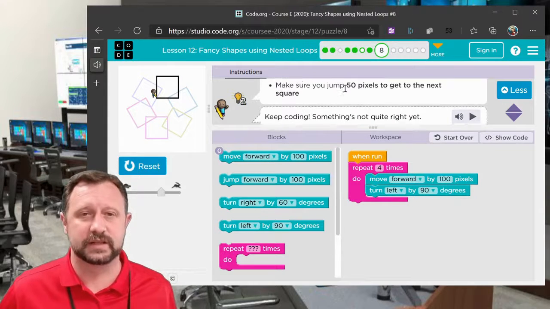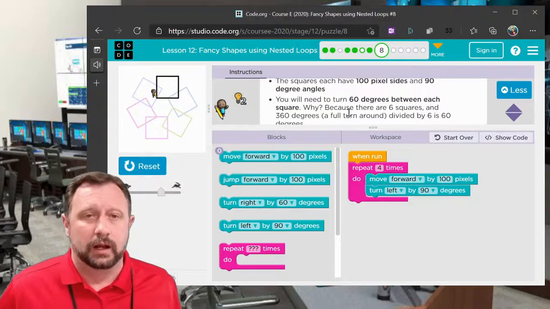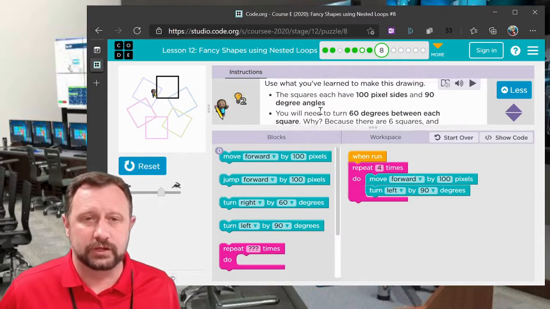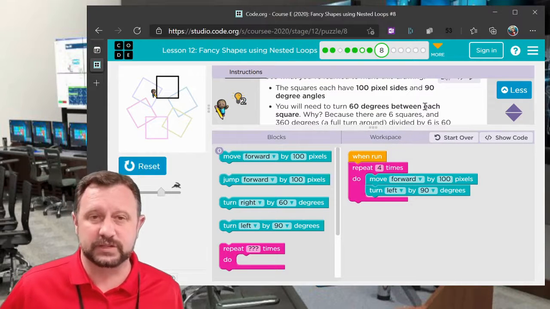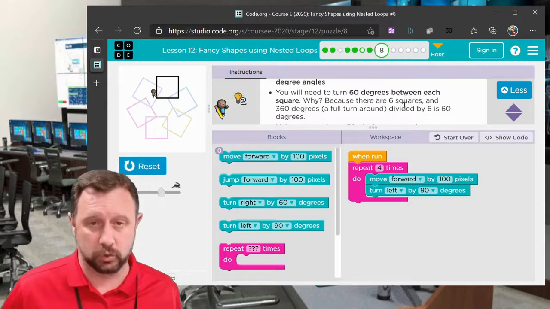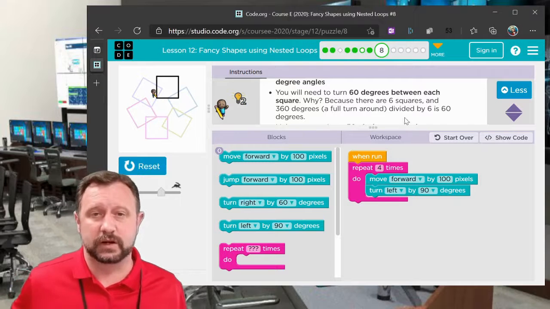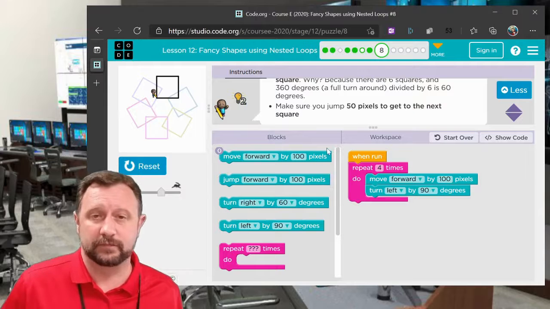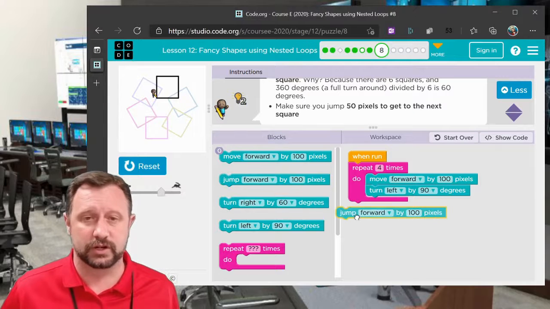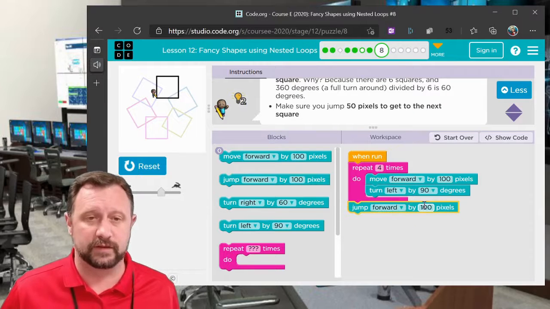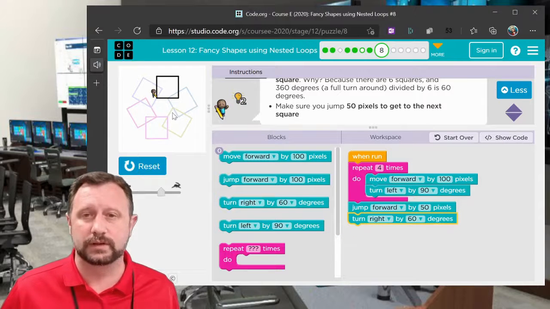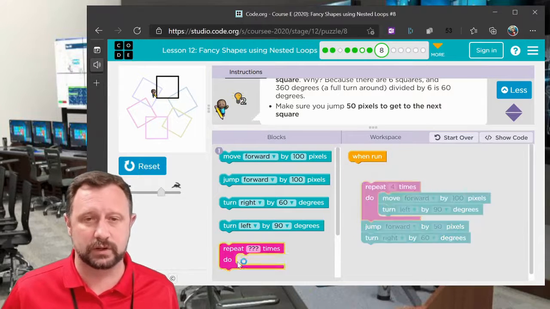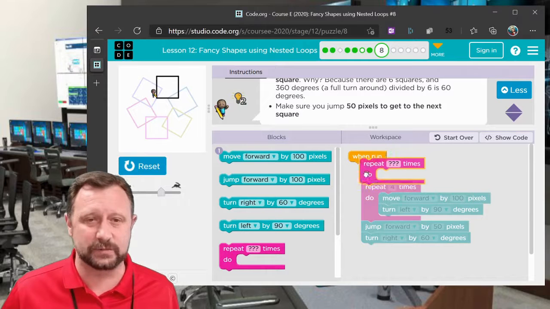Now let's see what else they tell us to do. So got that. You will need to turn 60 degrees between each square. Why? Because there are 6 squares and 360 degrees divided by 6 is 60 degrees. Make sure to also jump 50 pixels to the next thing. So we're going to jump 50 pixels. That's what the directions say. We're going to turn 60 degrees. That's what it says. 1, 2, 3, 4, 5, 6. We're going to do this 6 times.